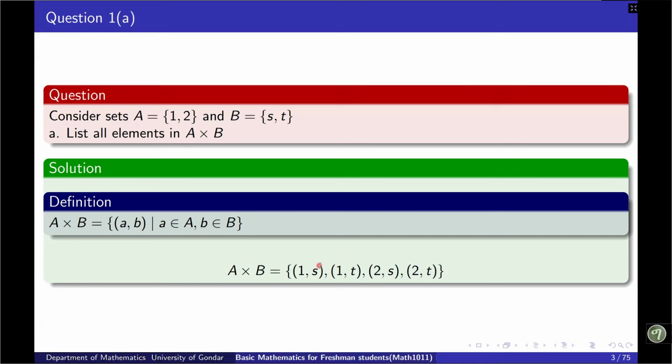And as we clearly observe here, the number of elements of A cross B is 4 ordered pairs, and this has a direct relationship with the number of elements of set A and set B. That is, the number of elements of A cross B, if A and B are finite sets, is the product of the number of elements of A and the number of elements of set B.